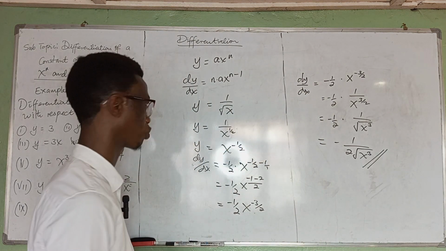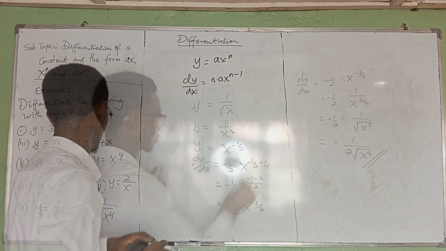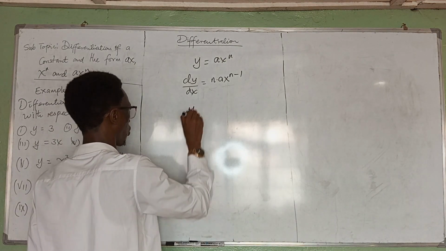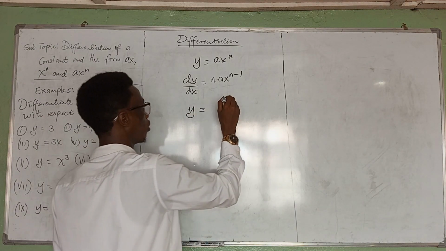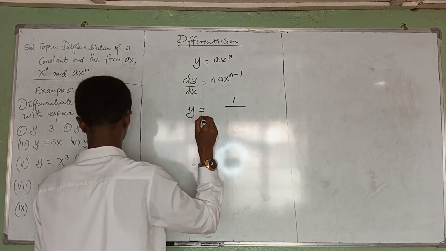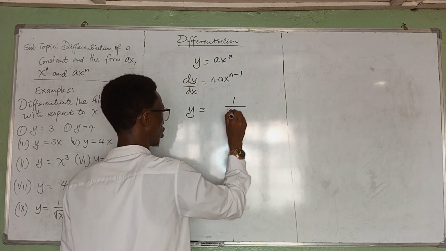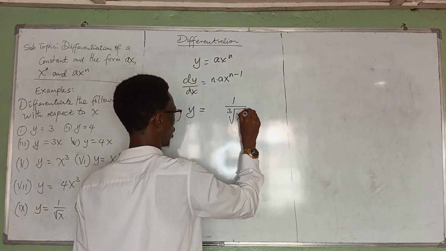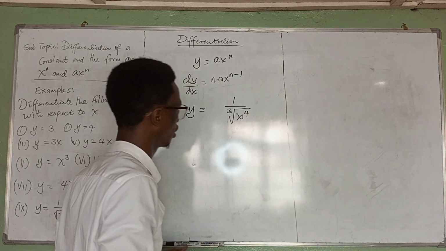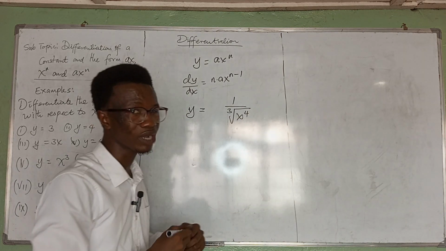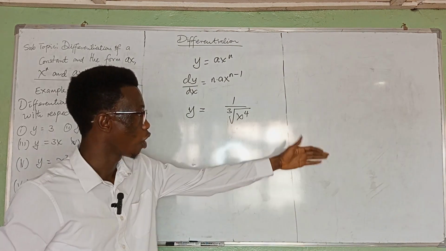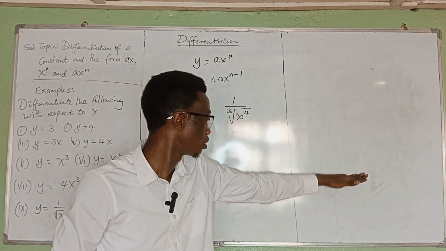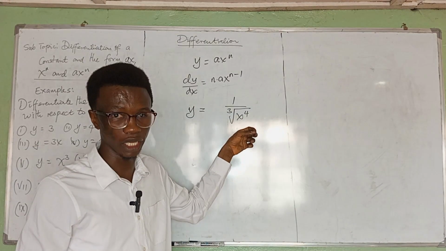So now let's look at the last problem. The last one here says y equals 1 over the cube root of x raised to the power 4. So when you look at the last problem, it's more like the last part of what we changed. It looks like this.